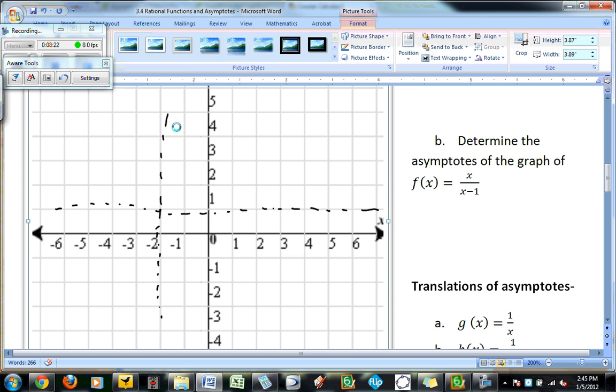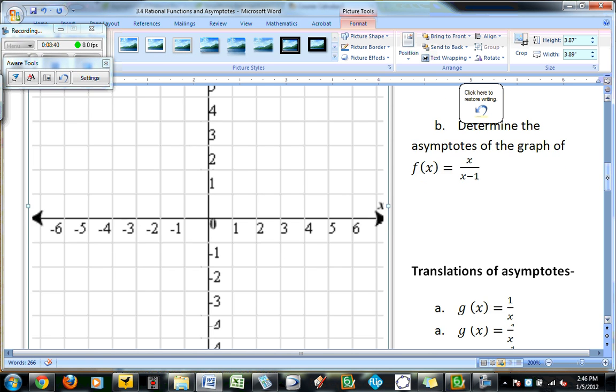And then the remaining steps, if you were to graph this, would be to pick 2 or 3 values on the right side of this line to see where the graph is at. Maybe it's doing something like that. And then you pick 2 or 3 values on the left side of the line, and maybe it's doing something like this and approaches those asymptotes as well. But right now we're just learning about asymptotes, and we'll graph those in a while.